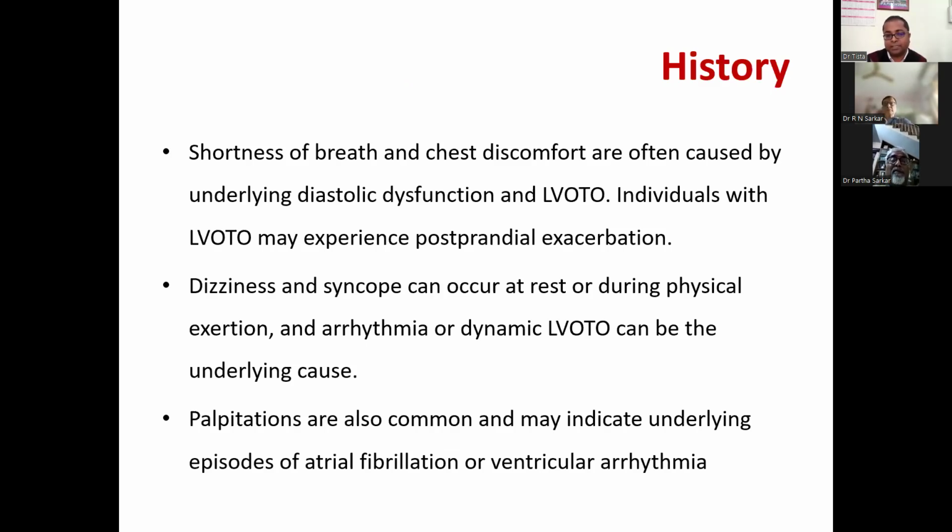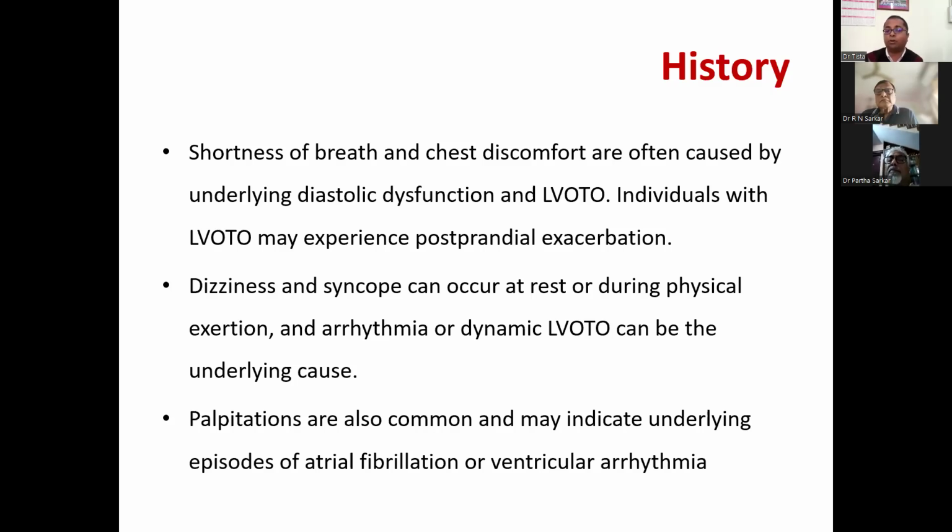She described the history as shortness of breath as the main chief complaint, and also angina. Now, why is this causing shortness of breath and angina? The shortness of breath in HCM is mainly occurring due to diastolic dysfunction. The ventricle is not relaxing very much. It is poorly compliant, non-compliant, leading to this diastolic dysfunction.